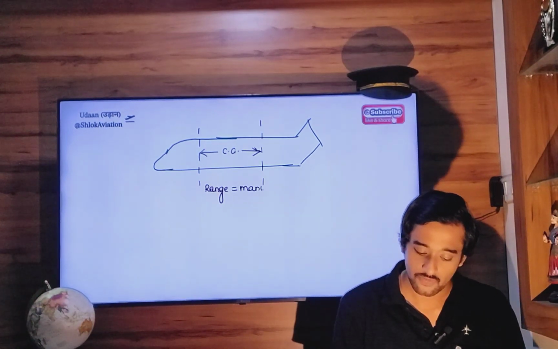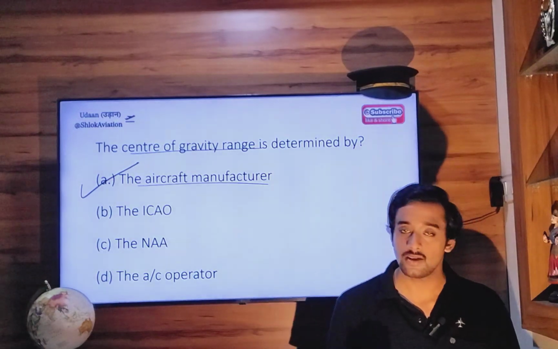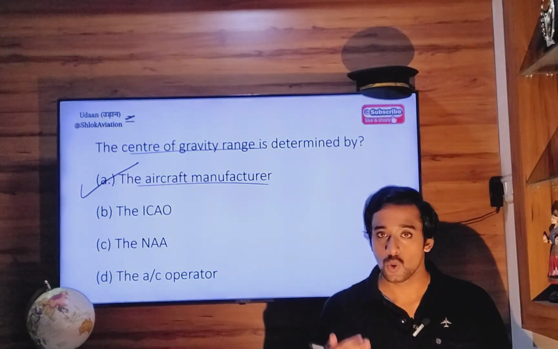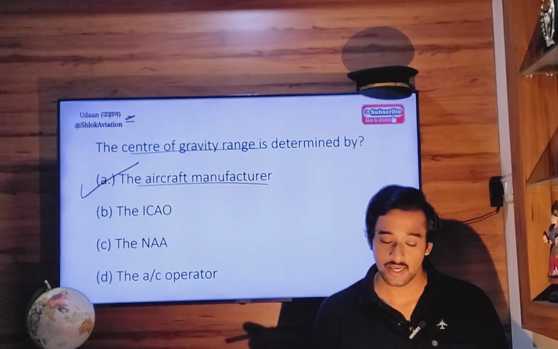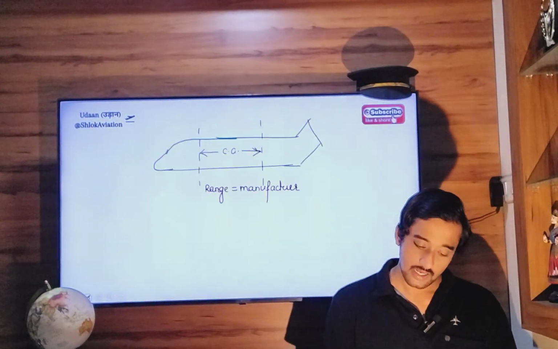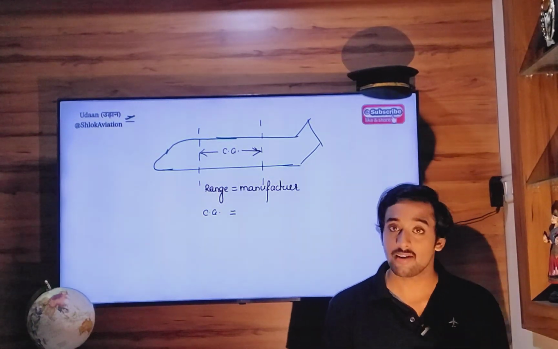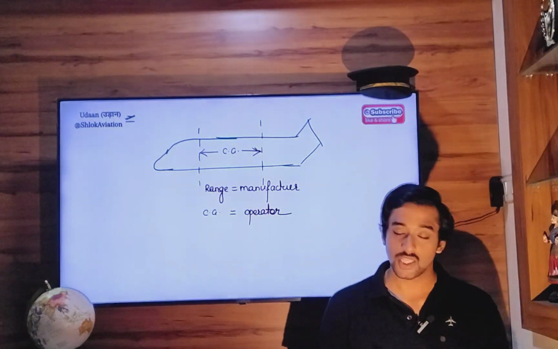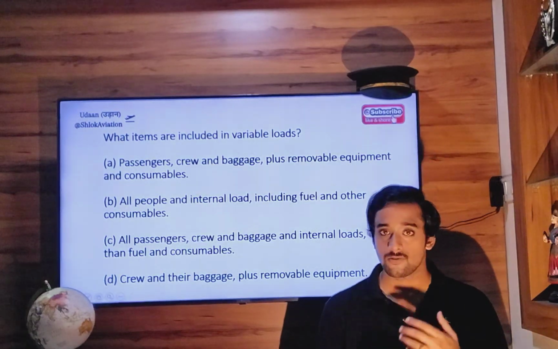This question has asked about center of gravity range. So we have selected option A. If the question had asked only about center of gravity, who is responsible for the calculation of center of gravity, then you would mark option delta, aircraft operator. So the operator of aircraft is responsible for calculating the center of gravity before every flight. When you start your flight training, it will be your responsibility to calculate the center of gravity before every flight.